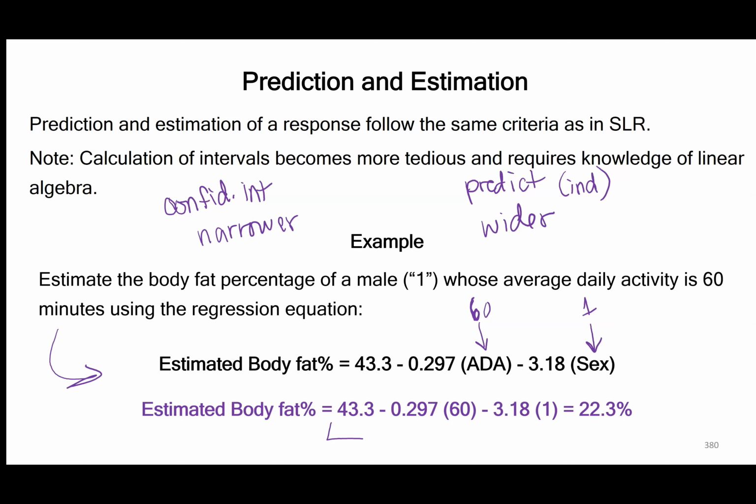So plug that in. Remember to do the multiplication first. Things will go sideways if you don't. And we end up getting 22.3%. So basically, this is just our point estimate. This isn't an interval estimate, but if we wanted to use our least squares regression line to estimate the body fat percentage of a male that exercises 60 minutes a day, we would estimate based on our line their body fat percentage would be 22.3%.